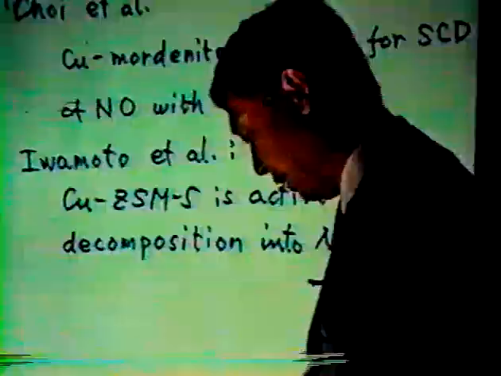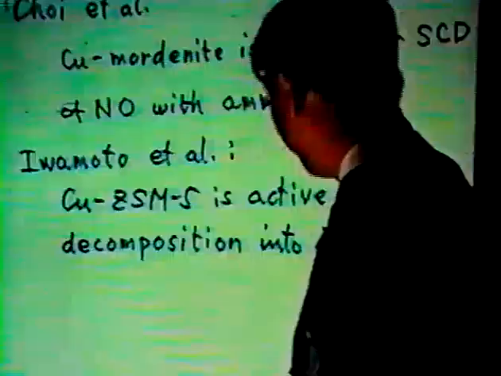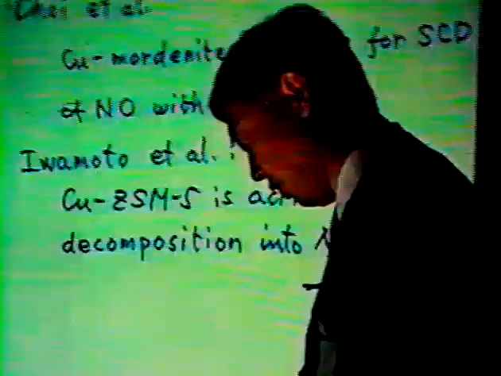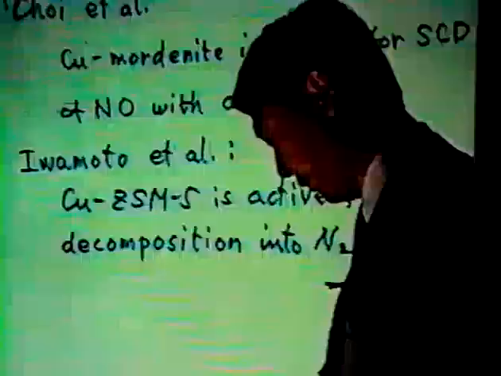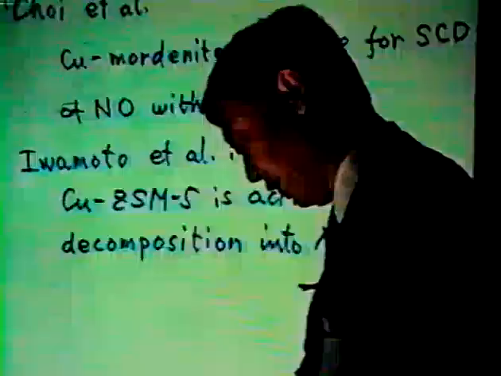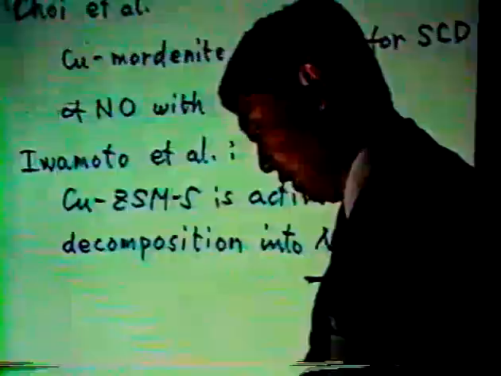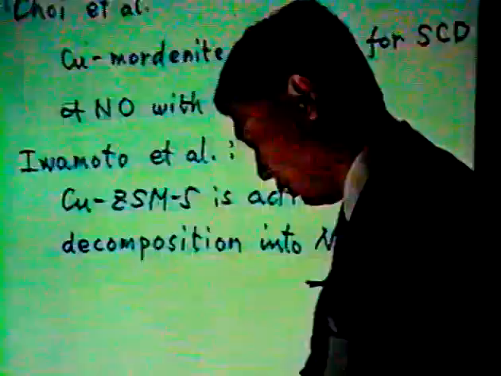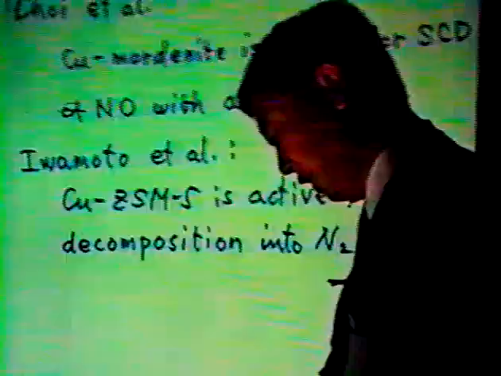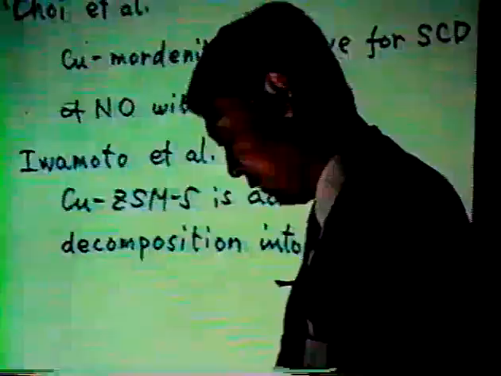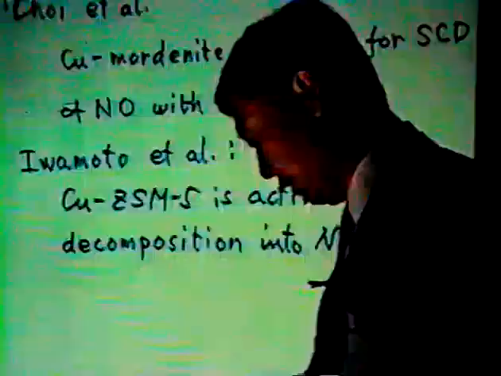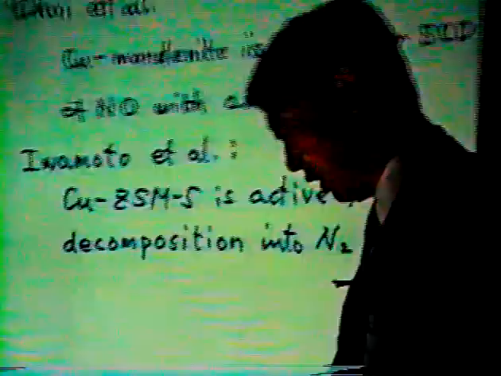200%. Iwamoto and co-workers have reported copper 2+ exchanged ZSM-5 zeolites have the highest activity for the catalytic decomposition of nitric oxide into nitrogen and oxygen. The formation of nitrogen took place at the Cu2+ exchange level of 40% or more, and the yield of nitrogen increased with copper 2+ exchange level even when the exchange level exceeded 100%.